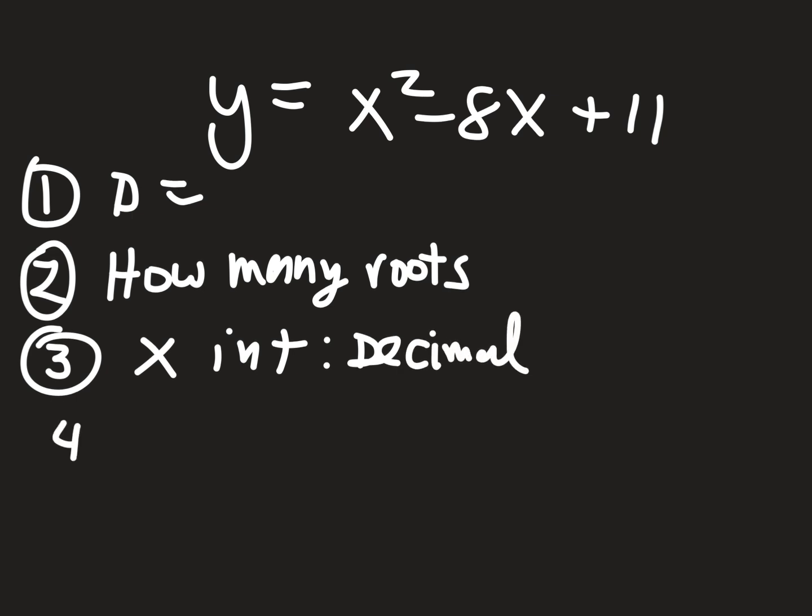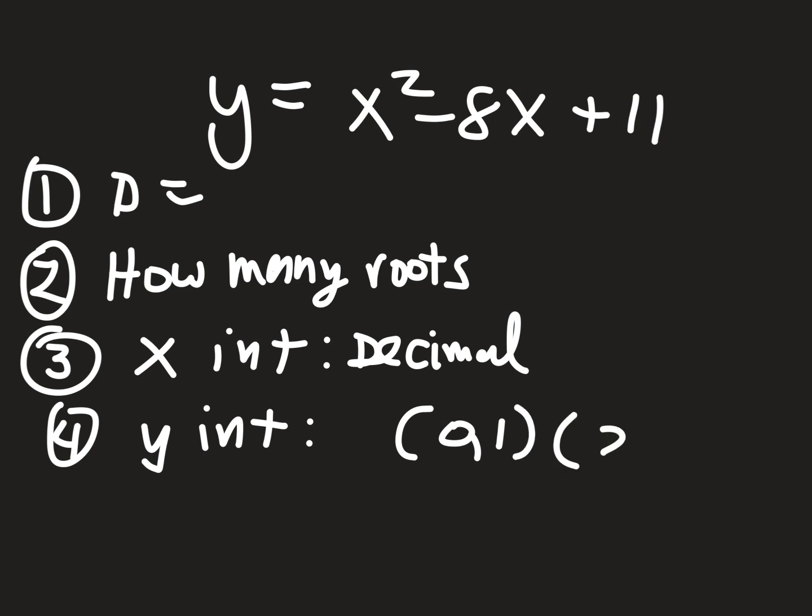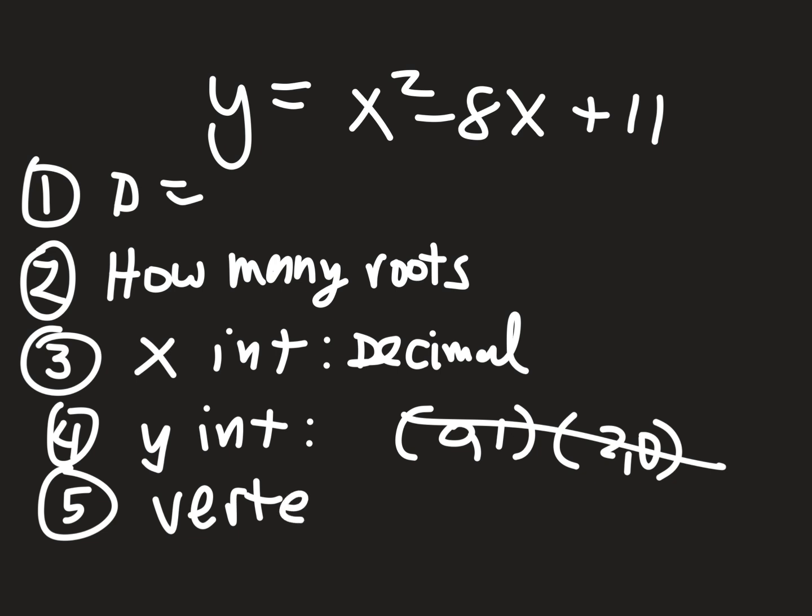Okay, number 4. I want to know the y-intercept. I want that as a point, like (0, 1) or (2, 0), something like that. These are not the right answers, of course. Number 5, I want you to tell me the vertex form. Hint, completing the square will help on that.